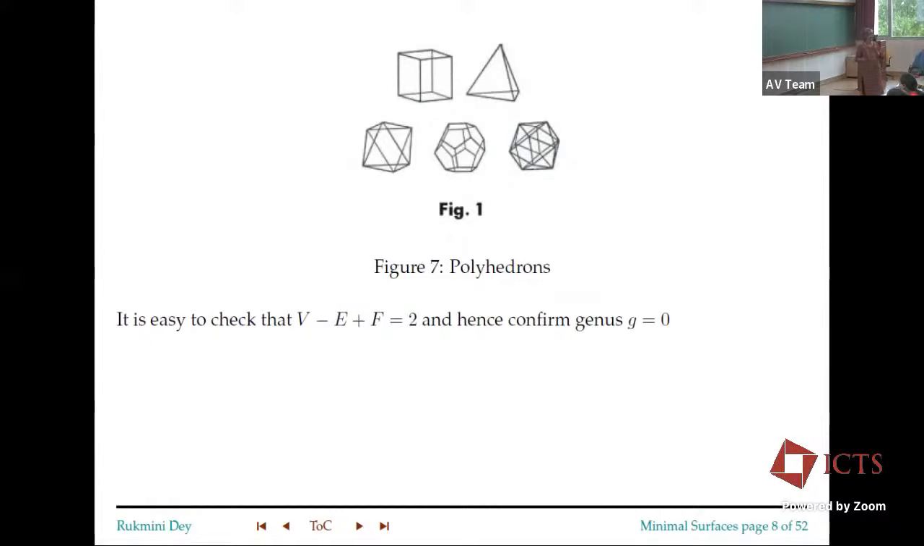So you calculate them. By the way, there are nowadays Rubik's cubes of all these shapes. You might have seen, right? So if you have them at home, just do this small calculation. It helps you. V minus E plus F would add up to 2. And that will confirm that the genus is 0.